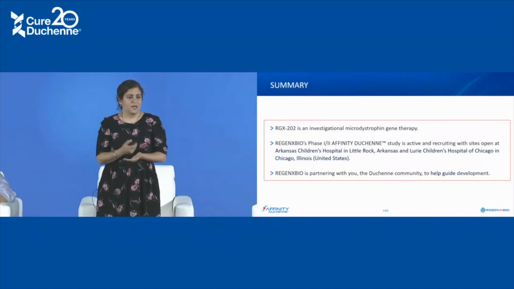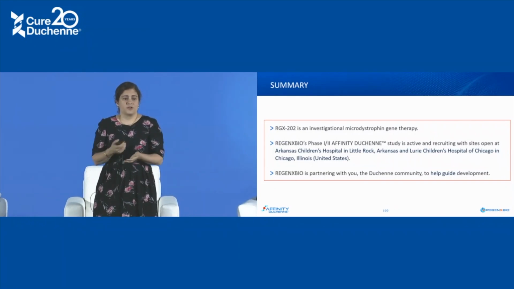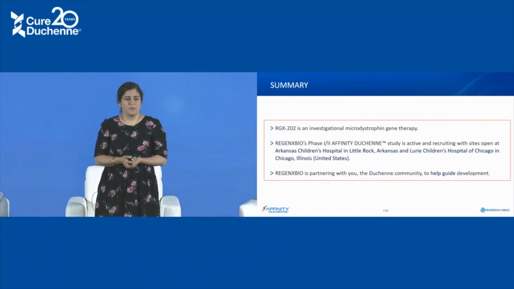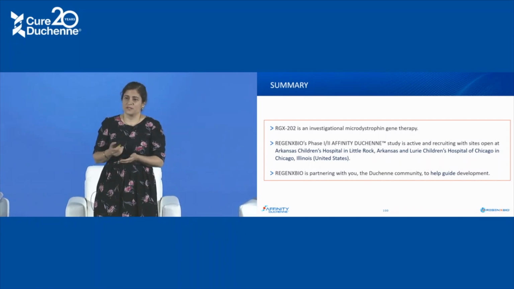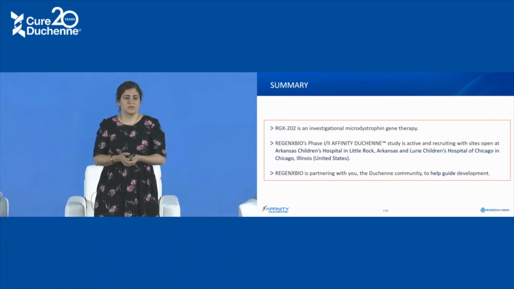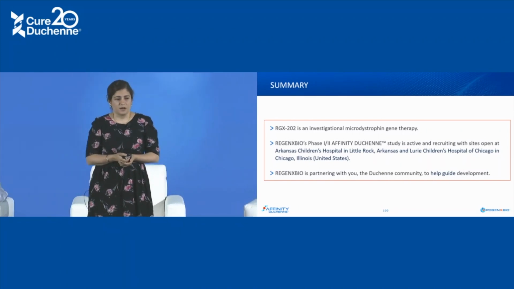So, summary. RGX-202 is our investigational microdystrophin gene therapy. We have our phase 1/2 Affinity Duchenne study that is active and recruiting. Thankfully, in partnership with a couple sites that are now open, which are Arkansas Children's Hospital in Little Rock, Arkansas, and Lurie Children's Hospital in Chicago.